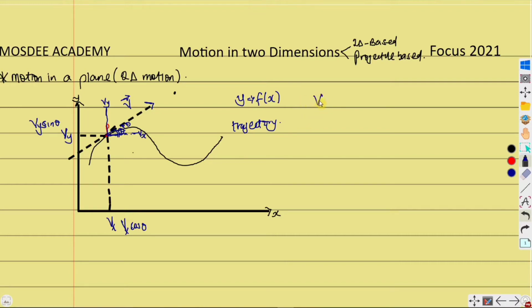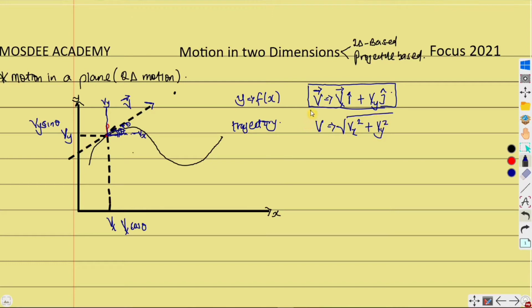We can say the net velocity of the body in 2D plane is equal to Vx i cap plus Vy j cap. So this is the way we analyze and represent velocity of a body that is moving along 2 dimensions. And if you want to write it in terms of magnitude, you can write it as velocity, magnitude of speed, which will now be equal to the square root of Vx square plus Vy square.